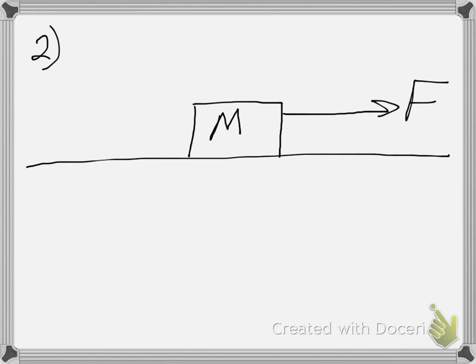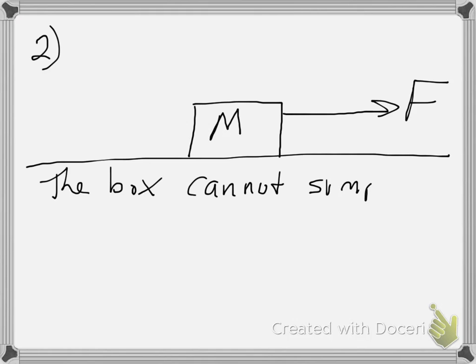Now, what's going to happen to this box? Well, go back to the first law. If the object has a force on it, then that means that force disrupts its uniform motion. So the box cannot simply move with a constant velocity.